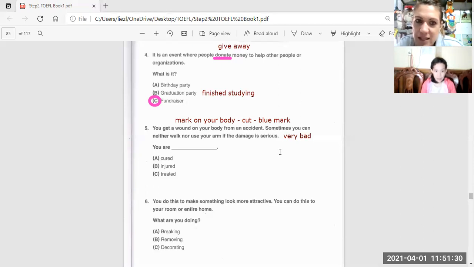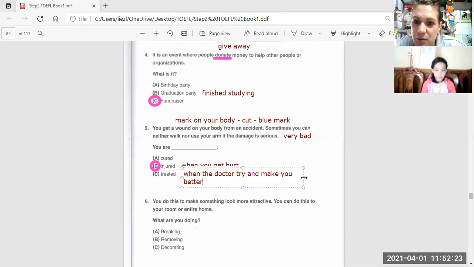Okay. So when you get a mark on your body and it's very bad, what happened to you then? Are you cured, injured or treated? So when you run and you fall over and you cut your arm or your hand, are you getting better then? No, you're not getting better. You only hurt yourself. So you are injured. Injured is when you get a cut or you break your arm. It's when you get hurt. That's when you injure yourself. Treated is when you go to the doctor and the doctor or the hospital try and make you better. Then they treat you with medicine.